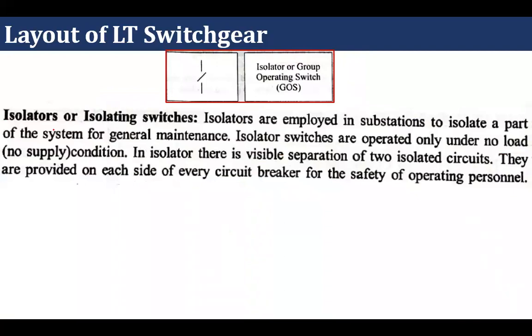The third one is isolator. It is represented with this symbol. Isolators are employed in situations to isolate a part of the system for general maintenance. Isolator switches are operated only under no load condition. No load condition means there is no supply over there. In isolator, there is a visible separation of two isolated circuits. They are provided on each side of every circuit breaker for the safety of operating personnel.